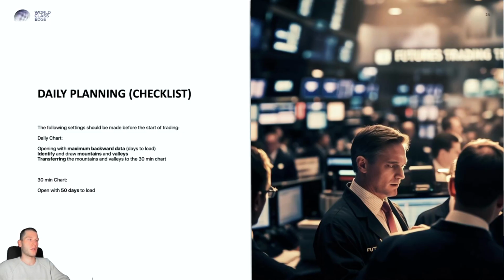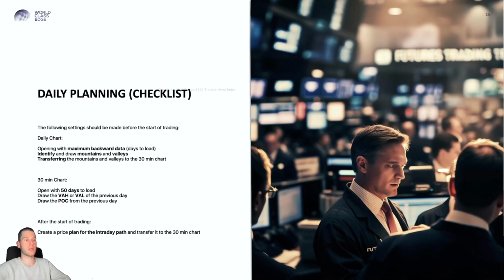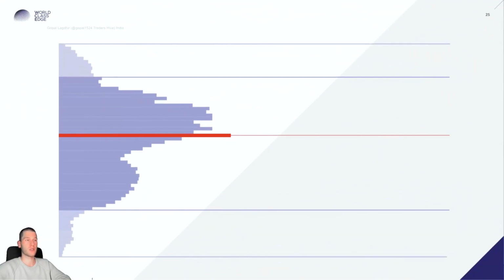It doesn't matter which time periods; depending on the trading style, you will decide. On the 30-minute chart, you open with 50 days back to load. You will draw the value area high or low of the previous day. In most software, you can just draw them automatically or extend them automatically if they are naked. And then you draw the POC or VPOC from the previous day. After the start of trading, you create a plan for the intraday path and transfer it to the 30-minute chart. And if you want to do some exercise, just take this naked chart and try to repeat the options that we just went through.